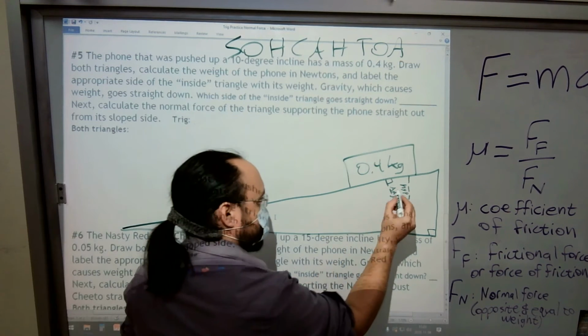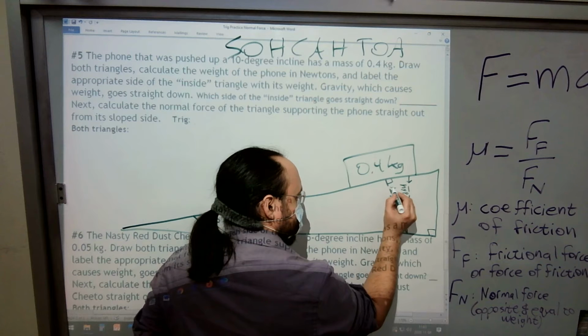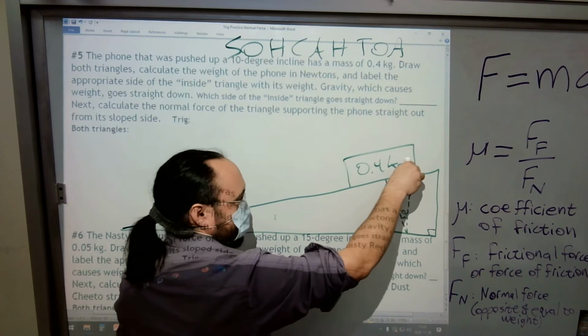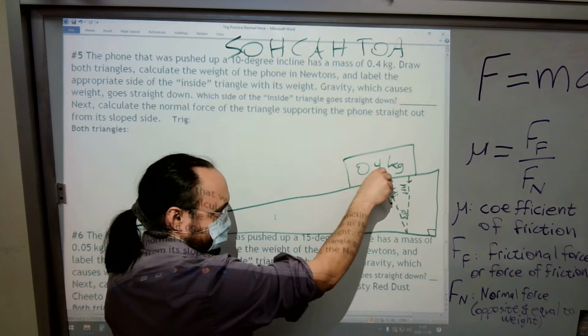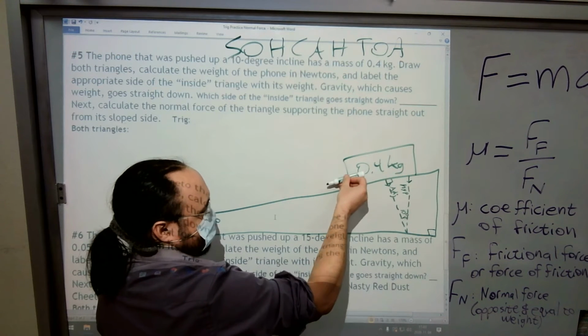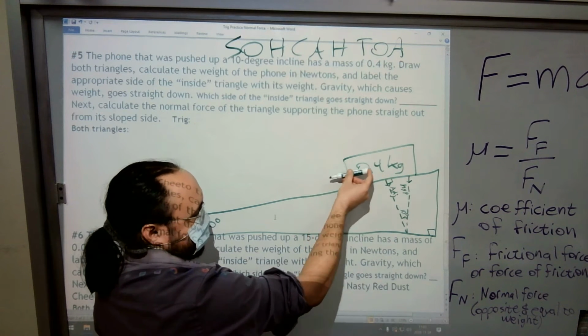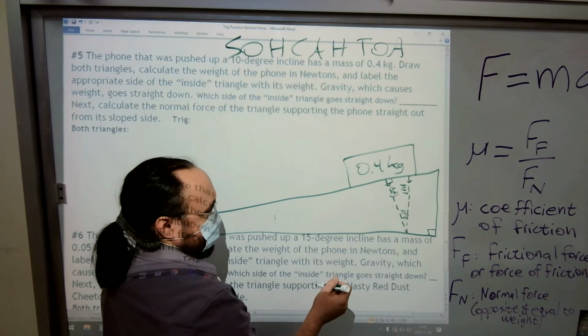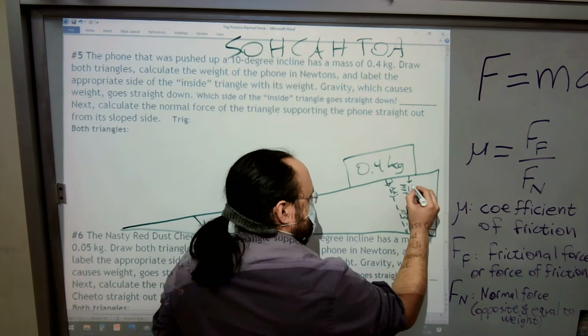Our hypotenuse has to be where the weight goes, because the biggest component of the weight will go straight down. The weight into the slope isn't quite straight down, so it's not quite all the weight, and the force of the weight that's pushing this down the slope is just a little bit of it, because this isn't straight down at all. So let's calculate the weight first.